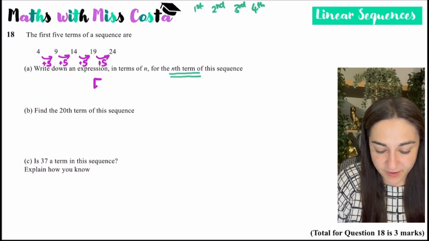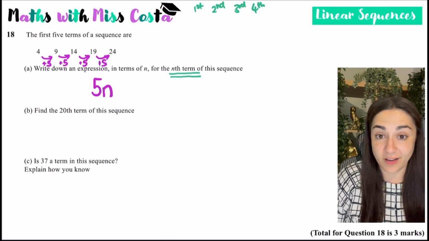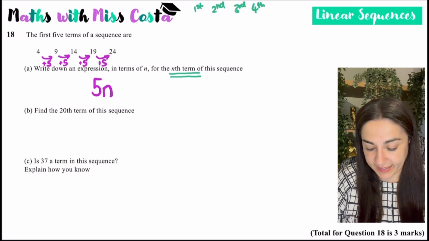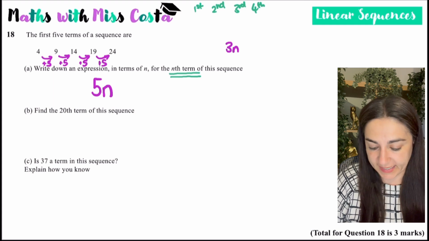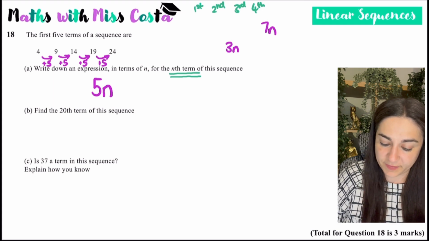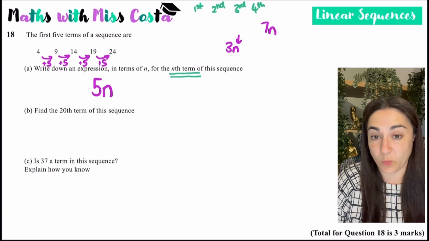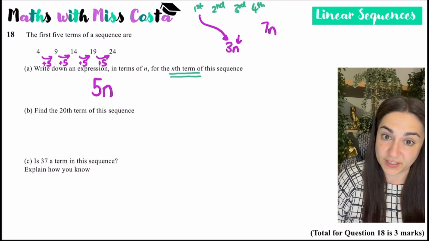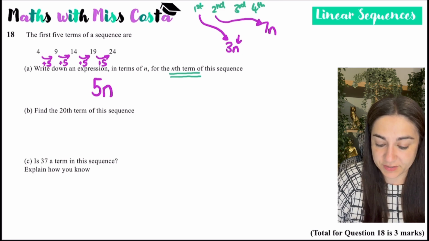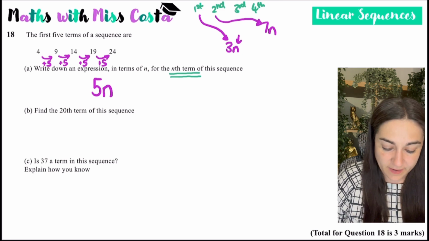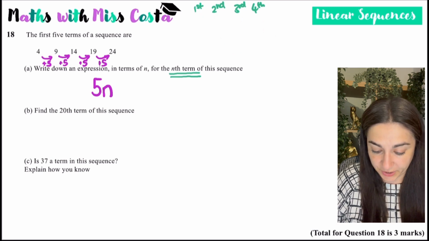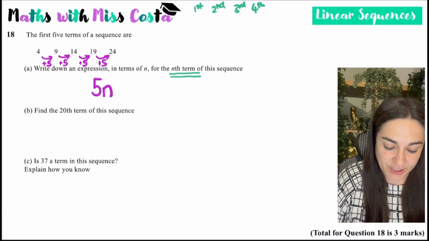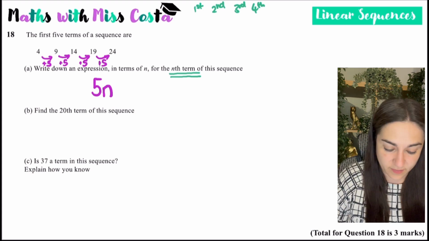So I can see it's going up in 5 each time, which means it's going up in the 5 times tables. So whatever times tables it's going up in, I write that number and then an n. So if it was going up in 3s, I would write 3n. If it was going up in 7s, I would write 7n. And the reason for this is because n represents what term it is. So for the first term in the 3 times tables, I do 3 times 1, which is 3. Similarly, for the first term in the 7 times tables, I do 7 times 1, which is 7. That's where the n part comes from. So you work out what times tables it's going up in, and you write that number and then an n after it.